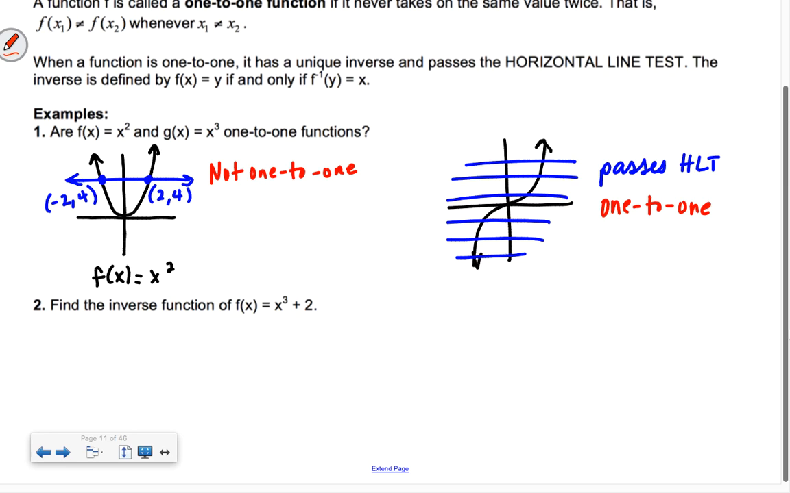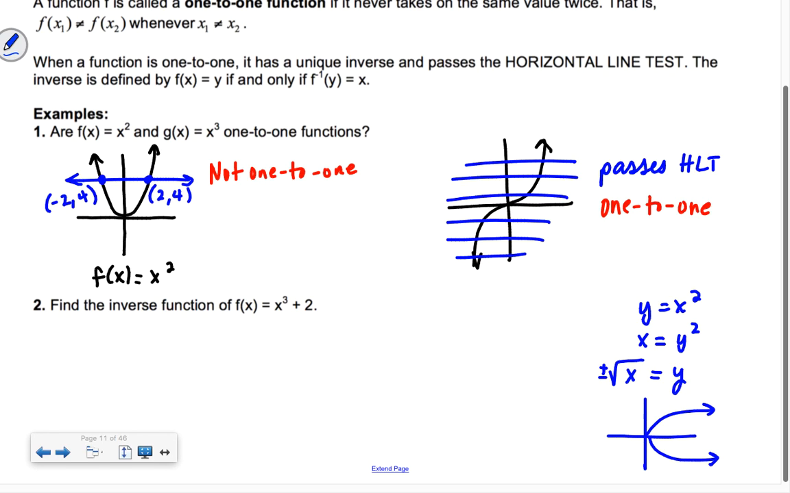If you had f of x equals x squared and tried to find the inverse, do you remember doing that? You'd have y equals x squared. You'd switch your x and y and solve for the new y. But when you solve for the new y, you have to take the square root of x, and whenever we take a square root, we do plus or minus. So it's actually two functions: the positive square root of x and the negative square root of x. So it's not a unique function when you do the inverse. There are two functions listed. Everybody understands?